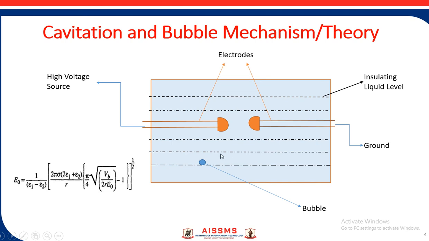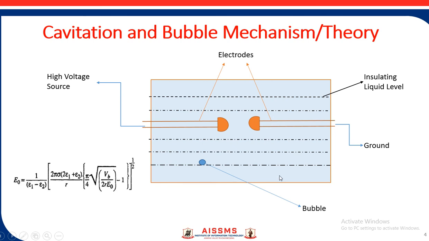Here is a schematic representation of a test cell showing that there are two electrodes and the test cell is filled with a liquid insulating material. One electrode is connected to the high voltage source and the other electrode is grounded. A high voltage is continuously applied to this electrode which has a fixed gap distance.